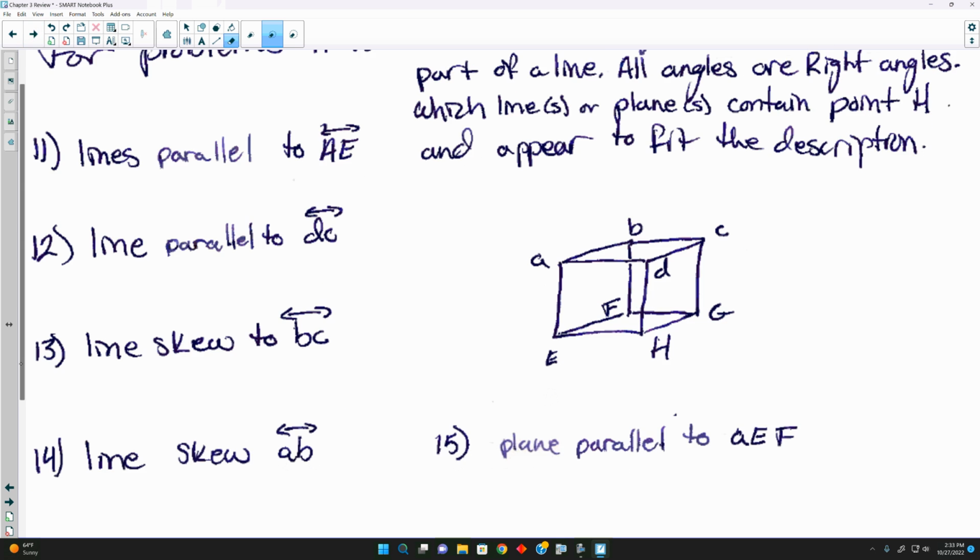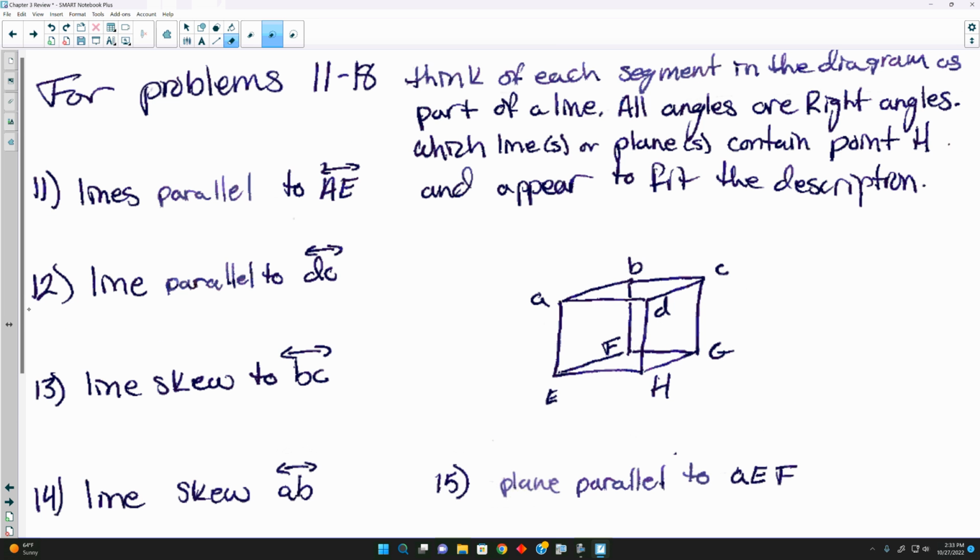So 11 through 18. Think of each statement in the diagram as part of a line. All angles are right angles. Which lines or planes contained point H? So all of our answers should contain point H and appear to fit the description. Any one of these in particular that y'all want to look at? Any one of these that y'all had questions on?